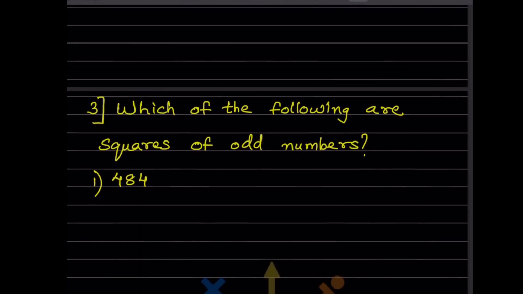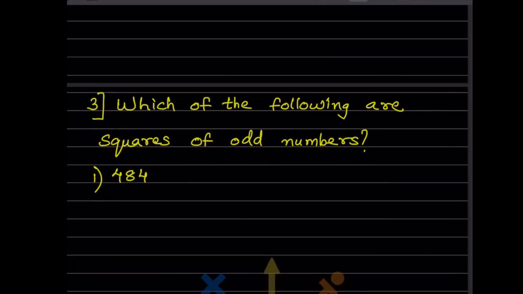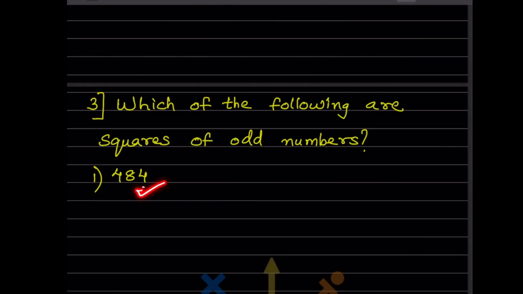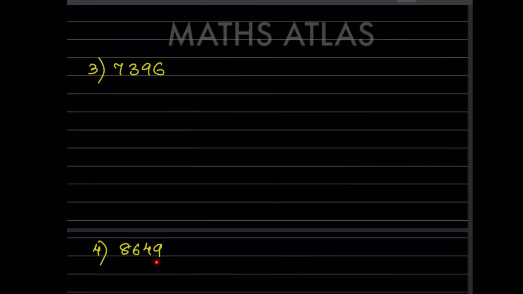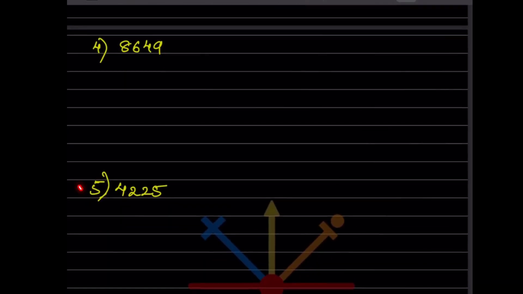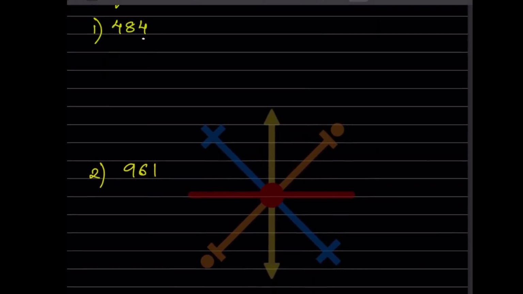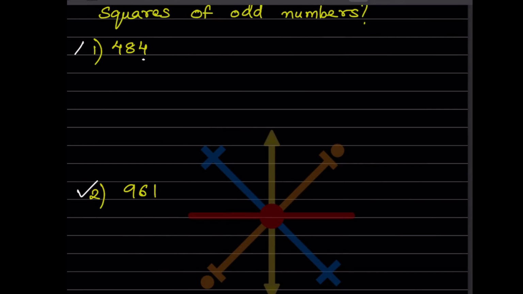Which of the following are squares of odd numbers? Now which one will be the odd numbers? This is not, because you can see the ending is 4. So you will have 961, then 8649 and 4225. So you can put a tick mark over here. This is not.